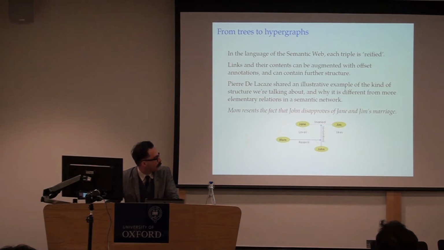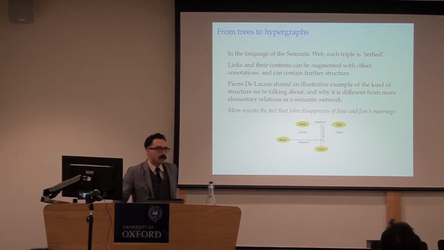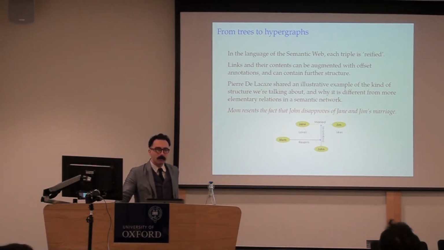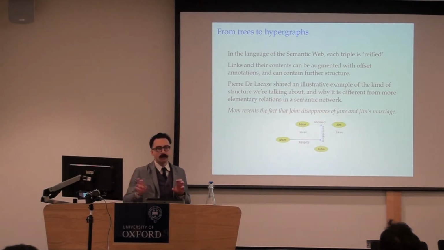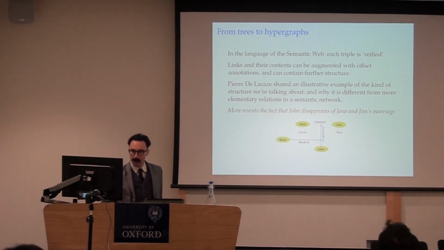But what's this weird thing in blue? John disapproves of perhaps the fact that Jane is married to Jim. And Mom resents the fact that John disapproves that Jane is married to Jim. So you could probably represent this kind of data structure using a good old standard semantic network without this weird pointing at edges stuff. You'd have this sort of correspondence between the edge married and the sort of Jane married Jim node or something, but it would look actually complicated. So this seems weird, but the alternative is probably even worse.